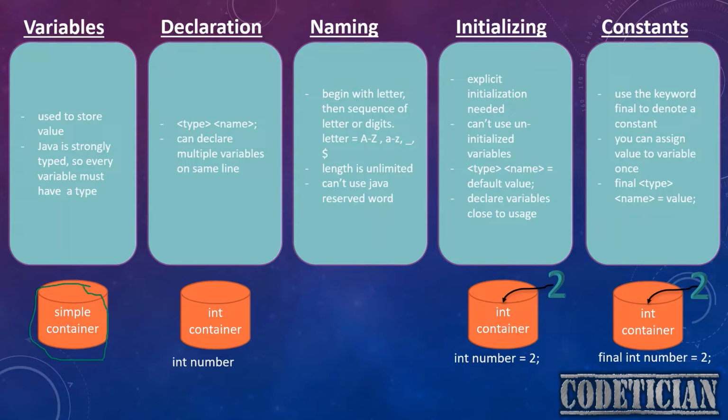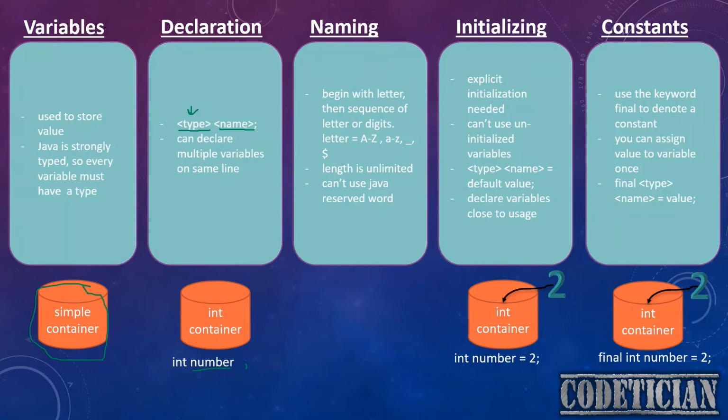Now, how do you declare a variable? We declare a variable by specifying the type of the variable and the name. And what is type? Type is the type of the value that this variable is going to store. Suppose I want to store an int value. I'll give the name as number, and this can be declared as int number and then a semicolon.